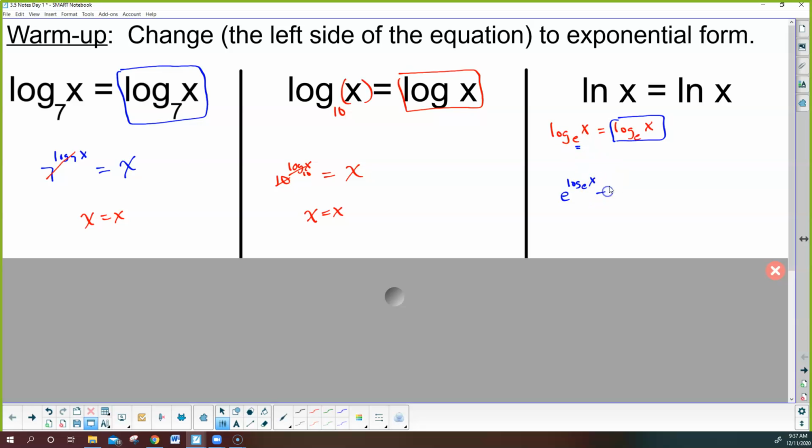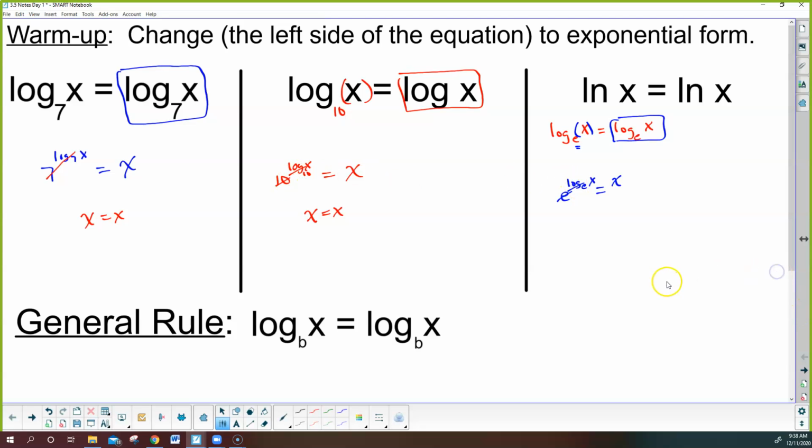That's going to equal whatever the original log of that was, so x. Well, then the e and the log go away, so x is equal to x. So basically, when you see the same base and the power of the log of that base, they reduce out.